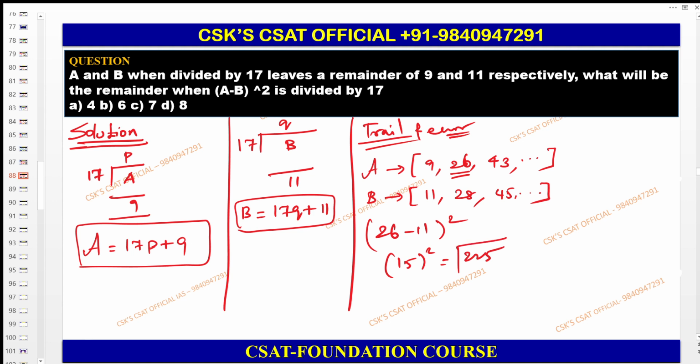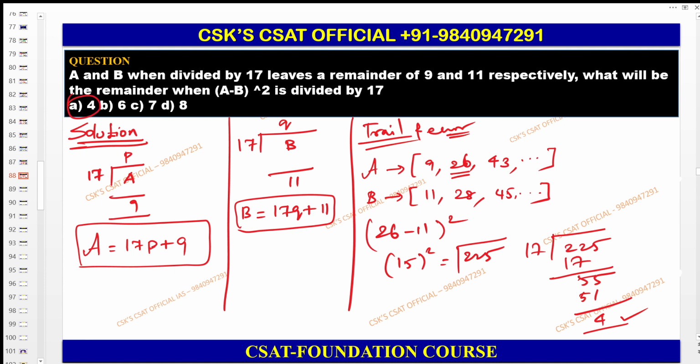When 225 is divisible by 17, what is the remainder? That is the concept here. So 17 goes, then 5, 55. Right, 55 means what happens here? 51 goes, right? What is the remainder? 4 is the remainder. Answer for this question is 4.